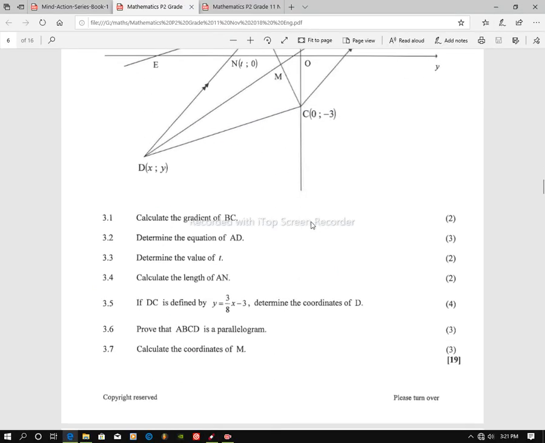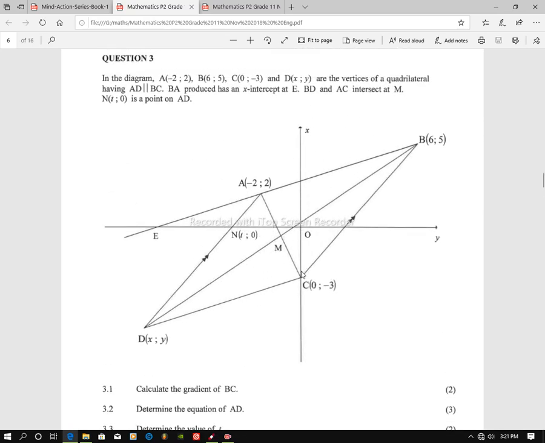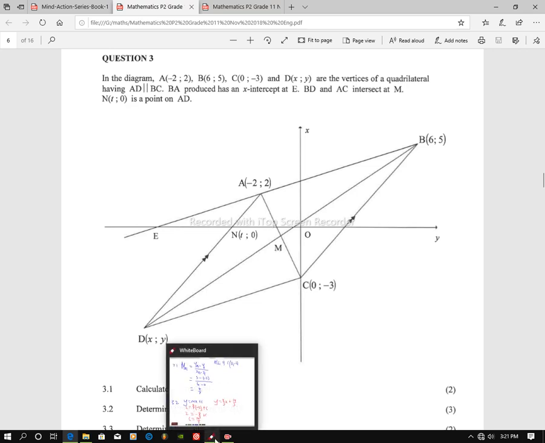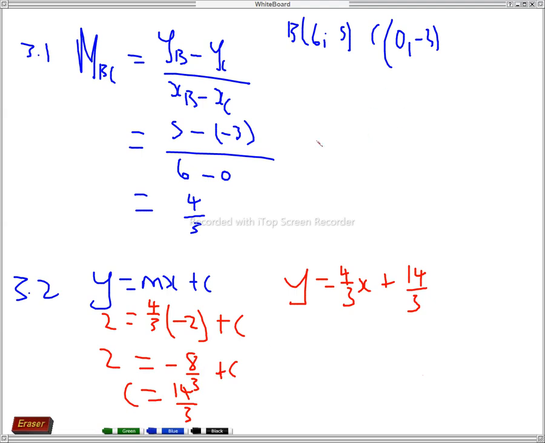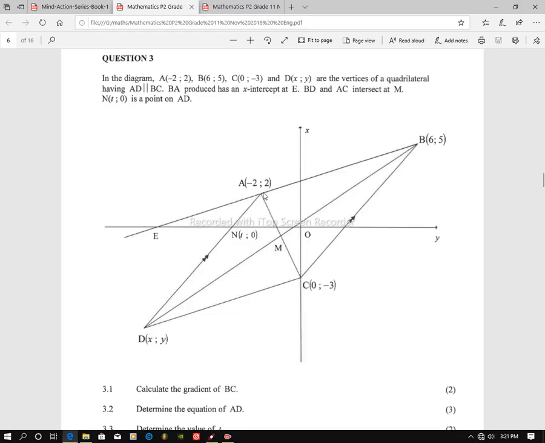So they say now, determine the value of t. Let's just go and check. t is right here on N, and t is basically the x coordinate of N. We are given that N is something like (t, 0). So let's just go there on the line AD.